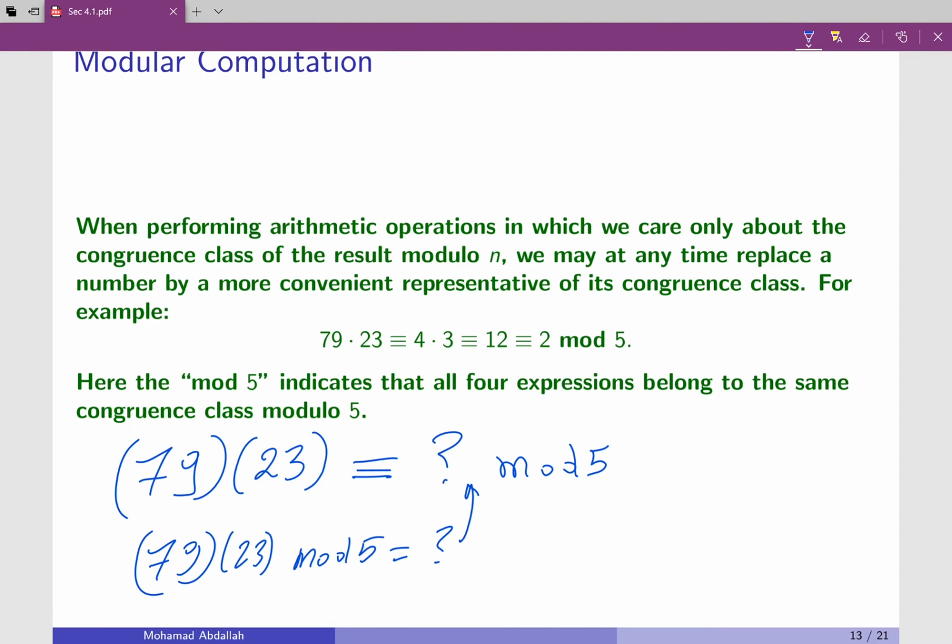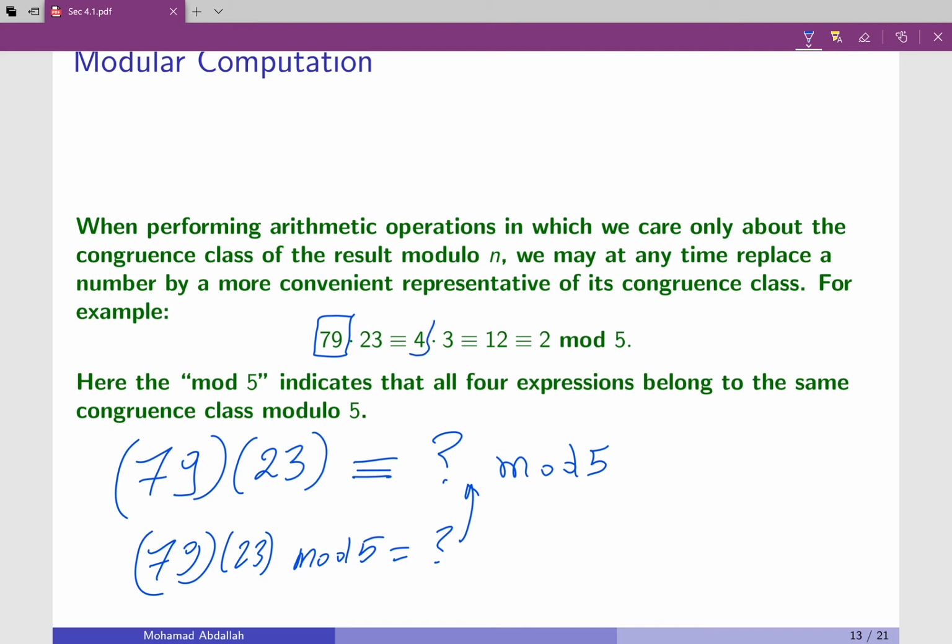But here's a simpler way. No need to do 79 times 23. You get a big number, then you have to divide it by 5 and find the quotient and remainder. One thing we can do easily is the following. I know that I can divide 79 by 5, and the remainder is going to be 4, because 75 is divisible by 5, so what's left is 4.